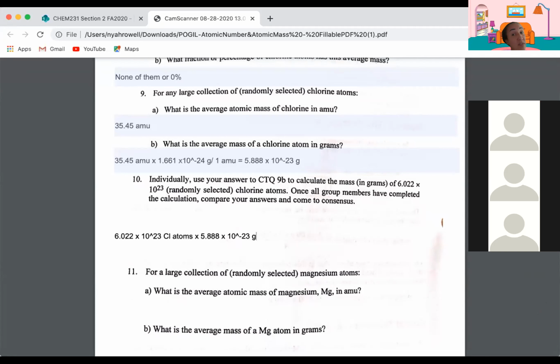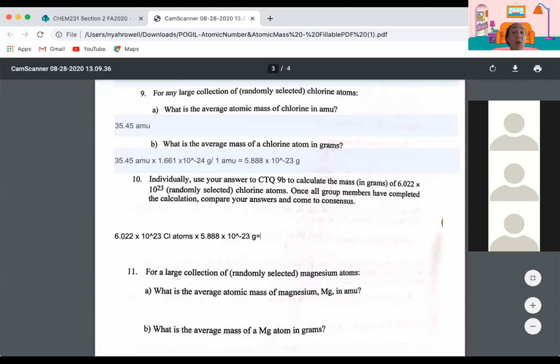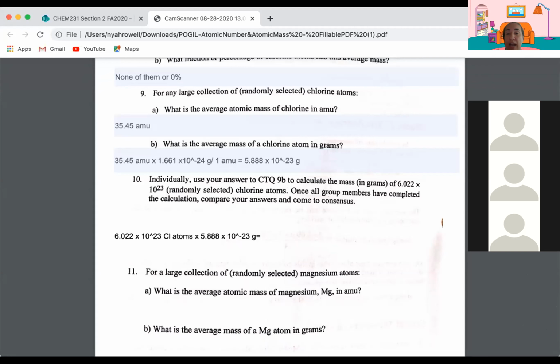If I have one singular atom of carbon and it weighs that much, how much would it weigh if I had that many atoms? If I had 6.022 times 10 to the 23rd, so a huge number of chlorine atoms, how much would that weigh? So that's all she's doing. All she's doing is taking that many atoms and multiplying it times what each one weighs.